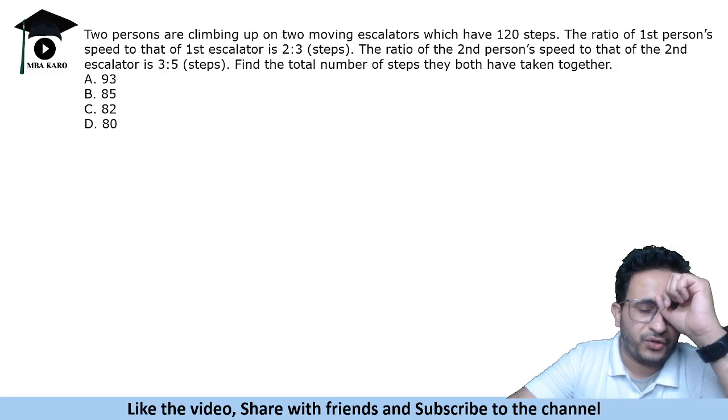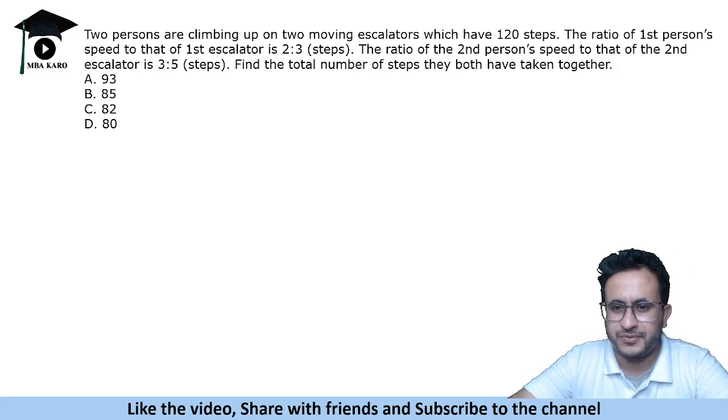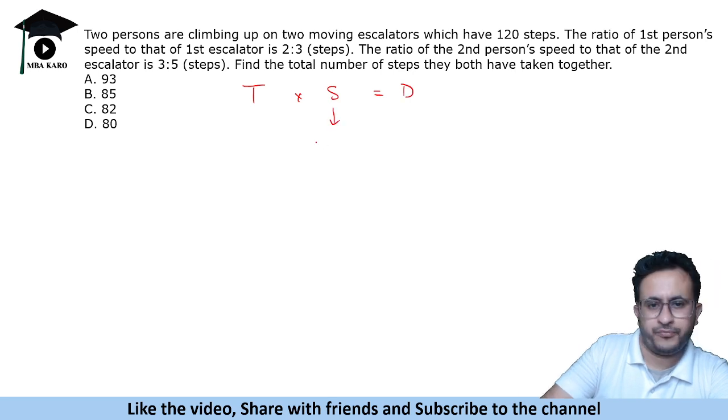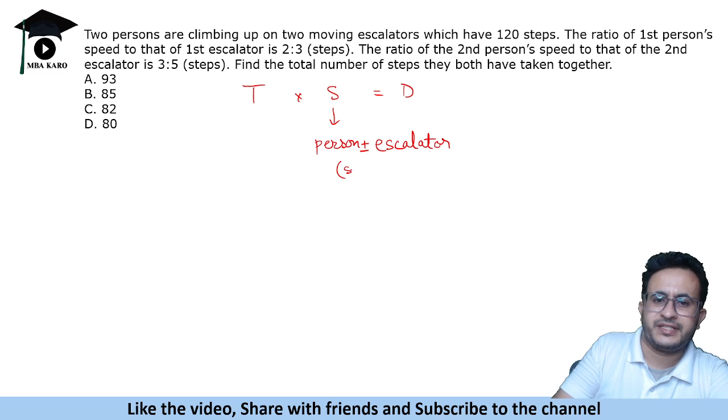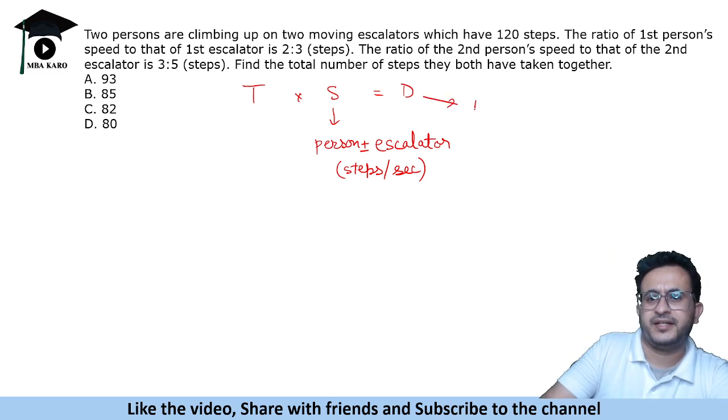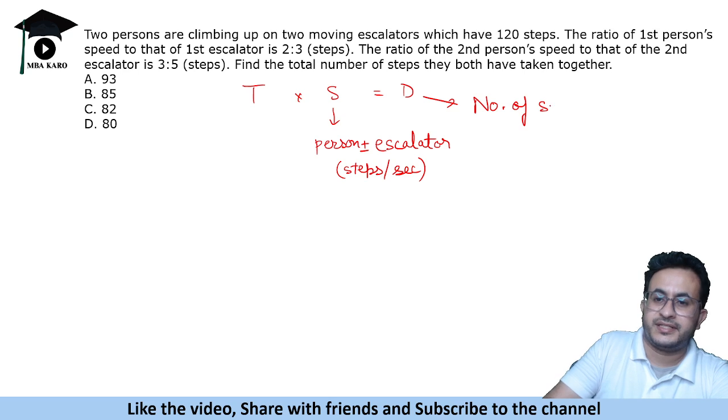Next question. Now we are going to do some escalator based questions. The framework is the same. Time into speed is distance. Here speed is the speed of person plus or minus escalator, in number of steps per second. The unit of speed is steps per second, and the distance is the number of steps in the escalator. That's all.